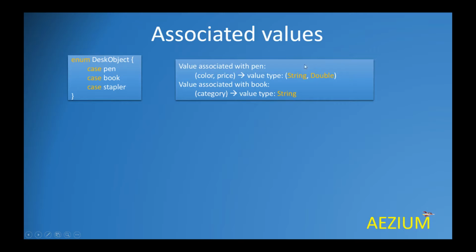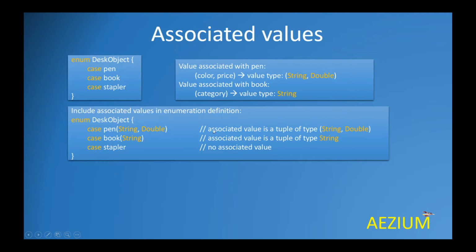Now, how can we include this information in our definition of enum? It can be done like this. We have the same format as before. The only thing that we add is that in front of each of the cases where we have additional information, we only place the types of the additional pieces of information that we would like to include. So in terms of pen, we include string and double. In the case of book, we insert string, and a stapler does not have any additional information. The important thing here is that we do not include any actual values here. These are just the types of the additional pieces of information that we put there.